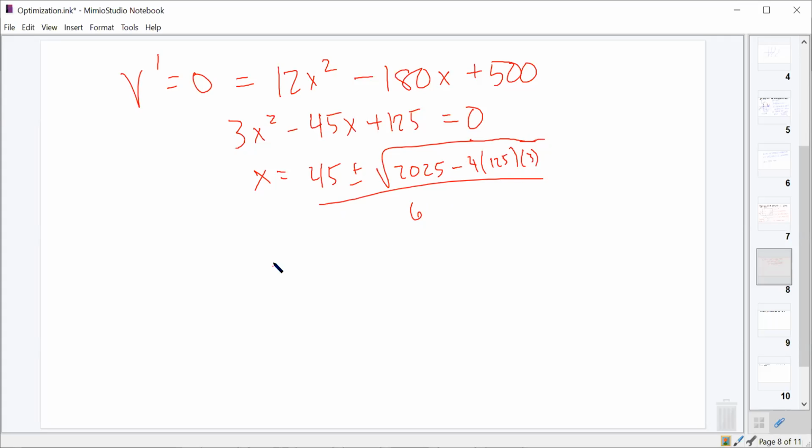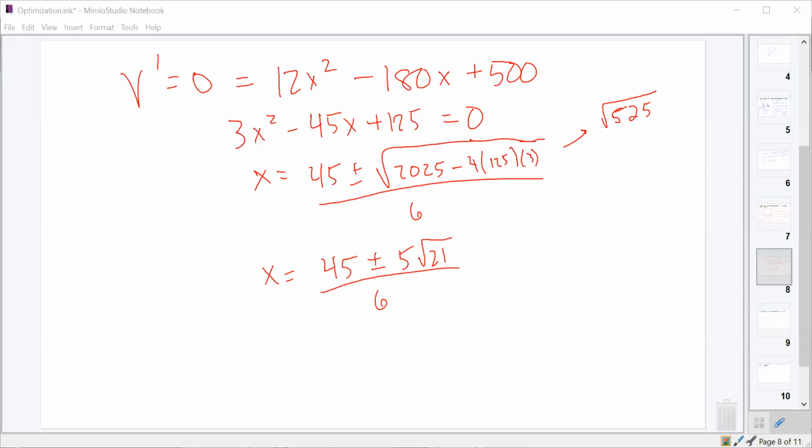All over 6. And so we end up with x equals 45 plus or minus, let's see, this becomes root, what? That's 1500, so 525 inside of there. And we should be able to simplify root 525 by dividing it into 25 times 21. So 5 root 21 over 6. Everybody good with that?